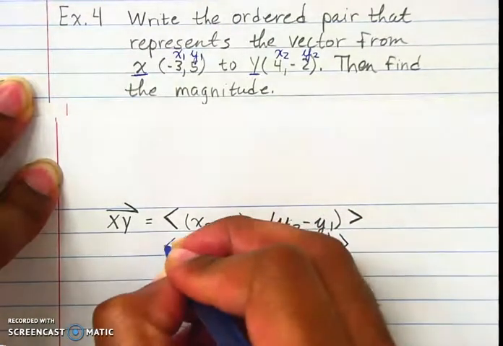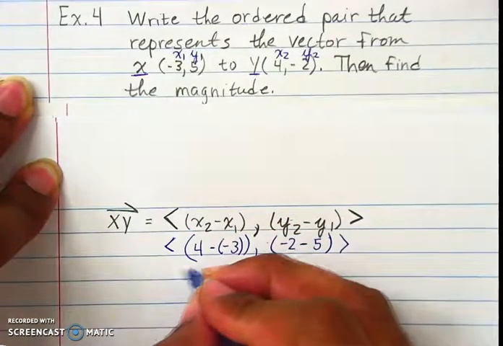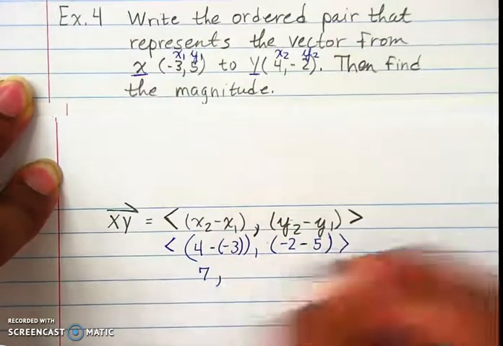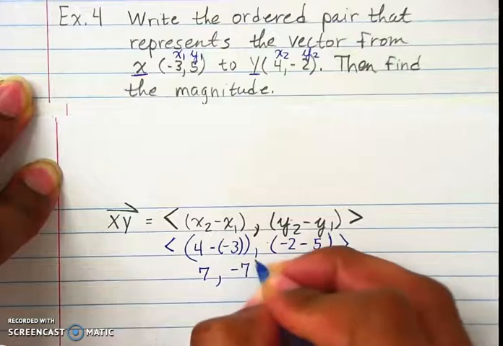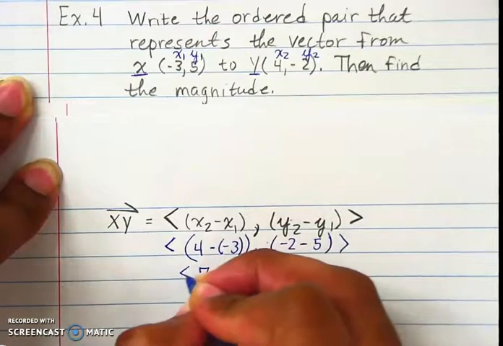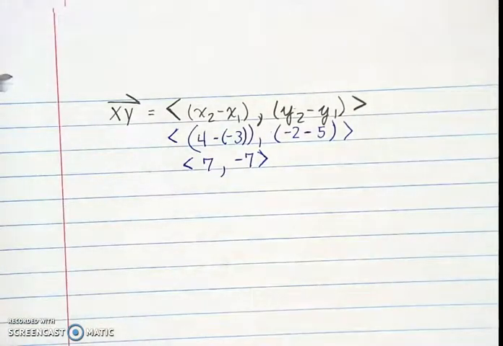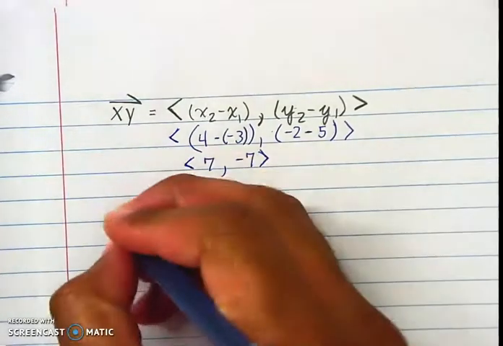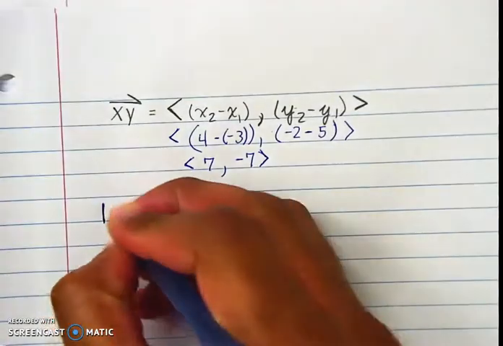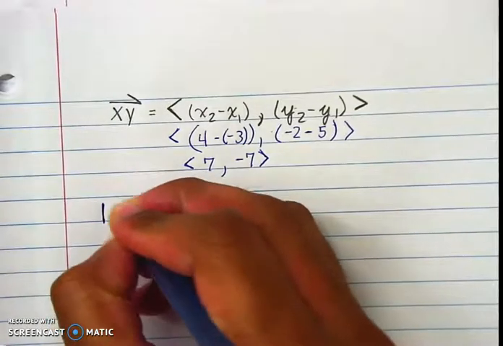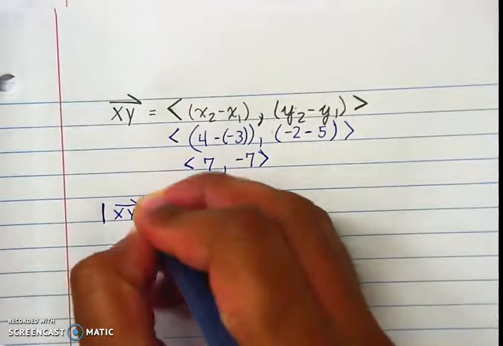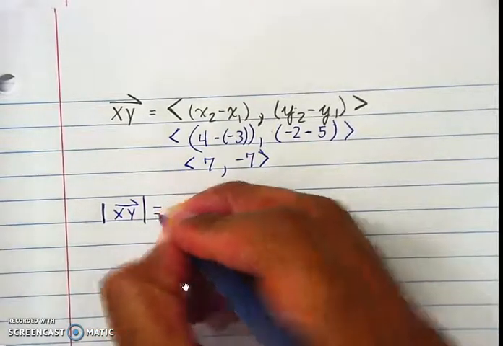And then we just simplify that down. So we get 7 on this first one, and we get negative 7 on the second one. And so that gives us our vector. That's our vector xy. Now this says after we find the vector, then it says find the magnitude. So it means we need to find the magnitude of the vector xy, which won't be hard either.